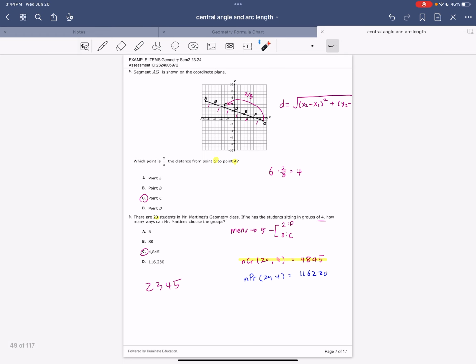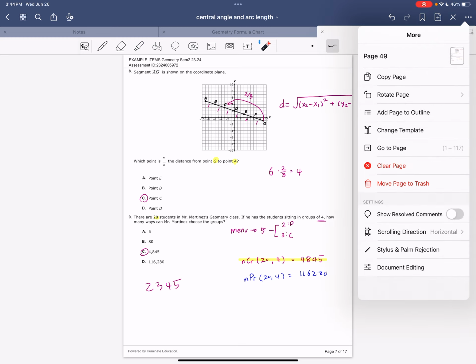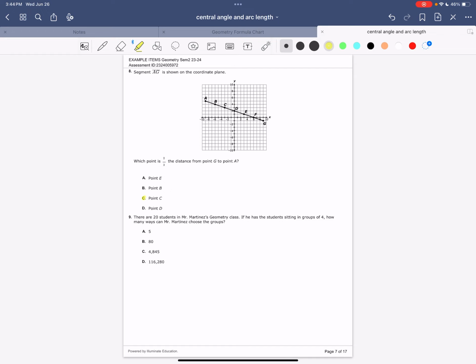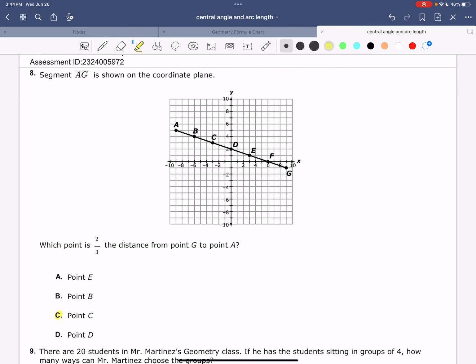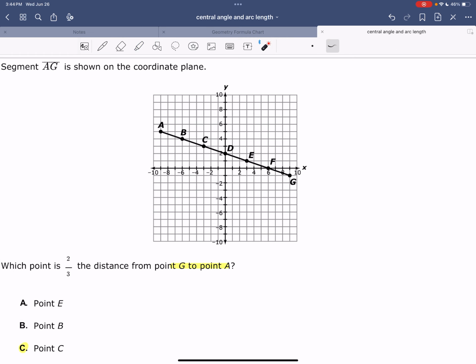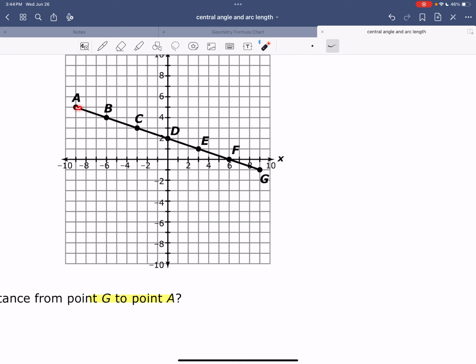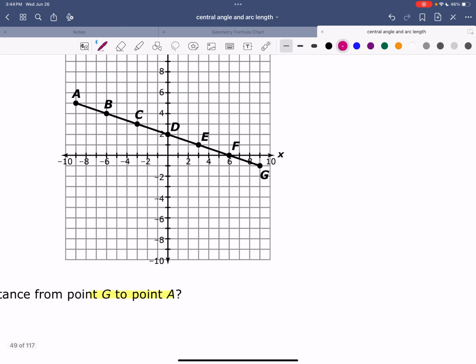That's question number 8 and 9. Actually, a lot of people made a mistake on this one, so let's do this one. Question number 8. Which point is 2/3 of the distance from the point G to A? So do you see A to G here? But you're not going from here to here like that. You're going from here to here. So do you see we have 6 stations? Let's say each one of them is 1. So 1, 2, 3, 4, 5, 6. We have 6 in total.